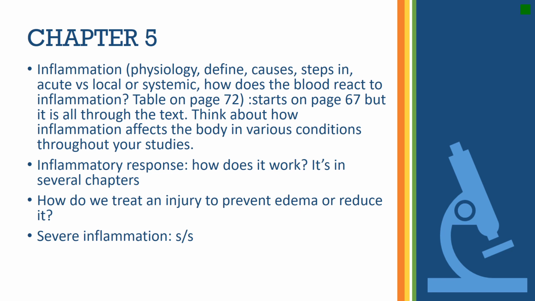All right, on to chapter 5. Inflammation is going to be in several chapters, so you have to know the physiology, you have to know the definition, the causes, acute versus local or systemic, and how does the blood react to inflammation. Look at that on page 72. Start on 67, but like I said, it's all through the text.